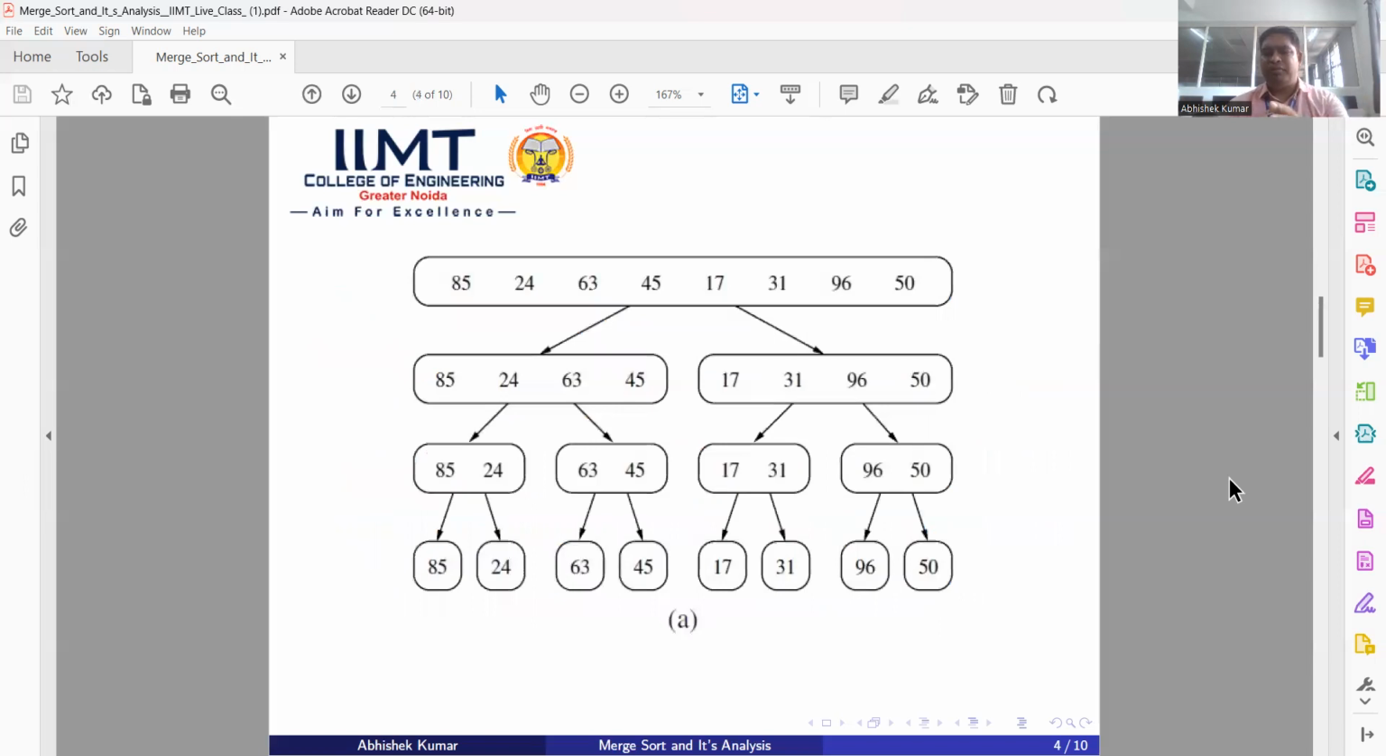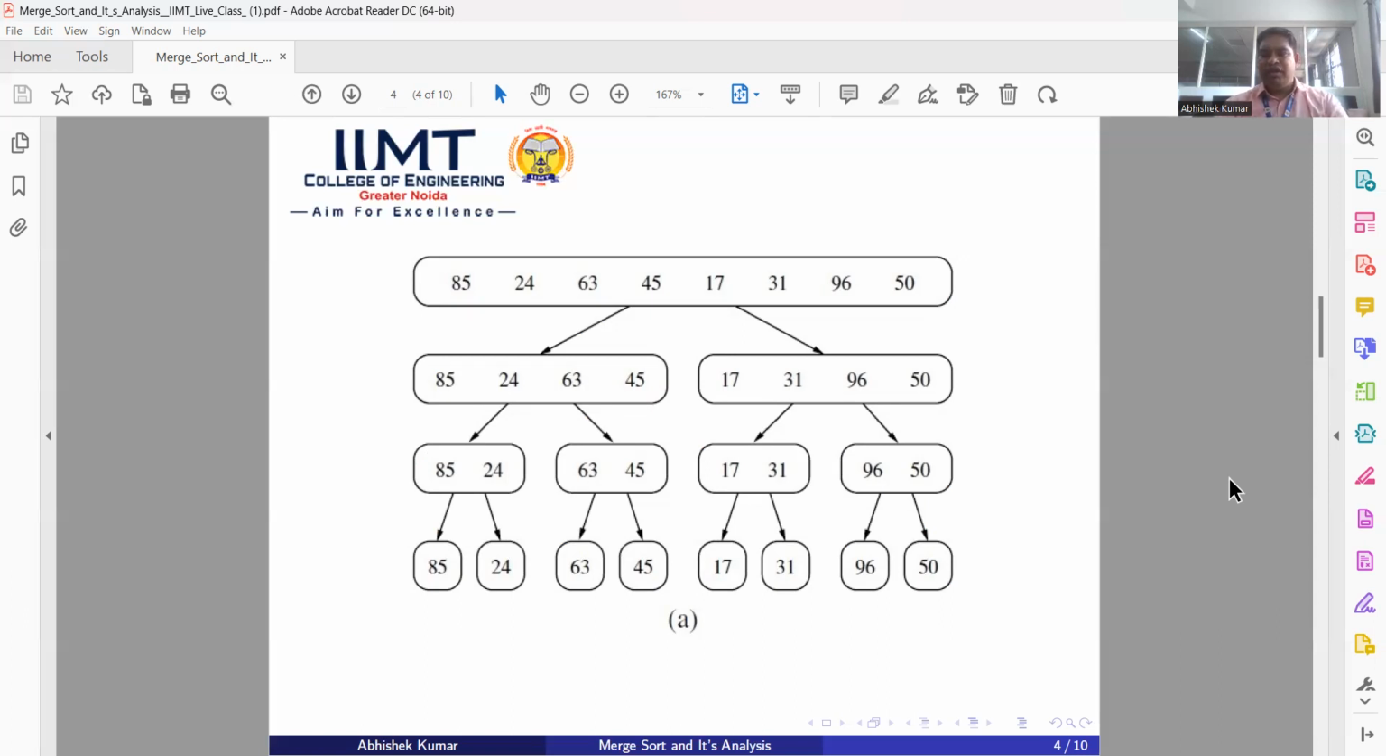Now comes a very simple example. If you come to this slide, I'm taking a very simple example. There is one sequence with 8 different elements: 85, 24, 63, 45, 17, 31, 96, and 50. We have to apply merge sort on that sequence and sort it in increasing order.